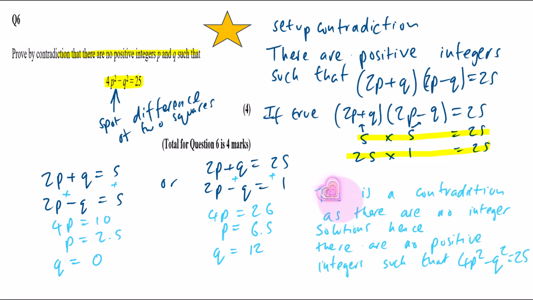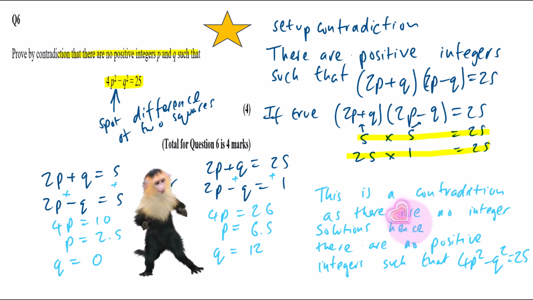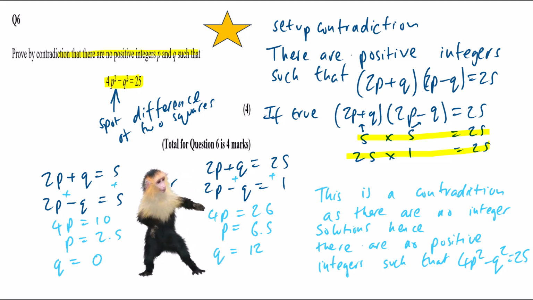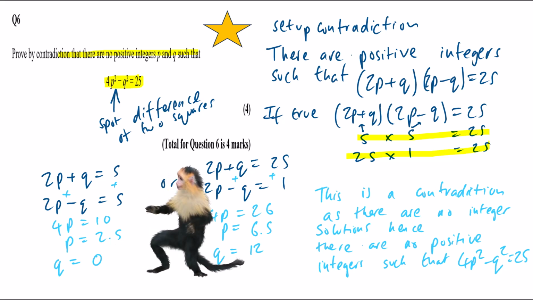So you can write there is a contradiction, as there are no integer solutions, hence there are no positive integers such that 4p² - q² equals 25. That is our statement to get our final mark that we must write down like so, because proofs require some communication. Right, well done if you got that, and that means we can now get some marks with proof by contradiction.